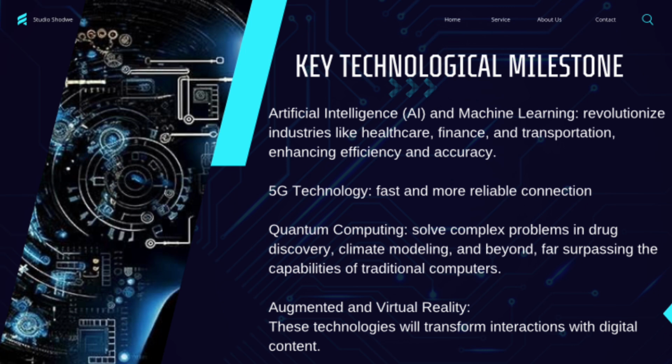We also have AI, or artificial intelligence, and machine learning that revolutionize industries like healthcare, finance, and transportation, enhancing efficiency and accuracy. We also have 5G technology that is a faster and more reliable connection. Next, we have quantum computing, which solves complex problems in drug discovery, climate modeling, and beyond, far surpassing the capabilities of traditional computers. Augmented and virtual reality. These technologies will transform interactions with digital content.